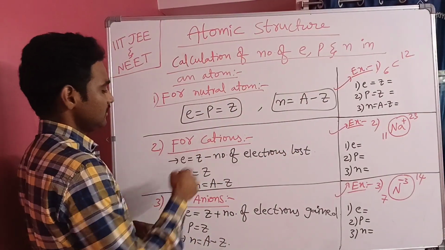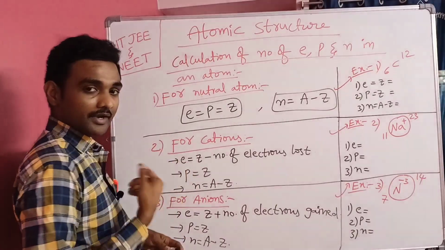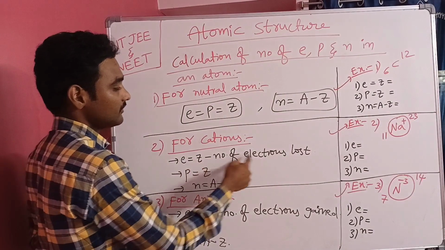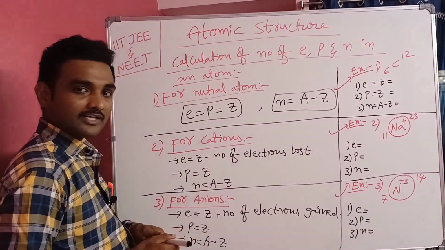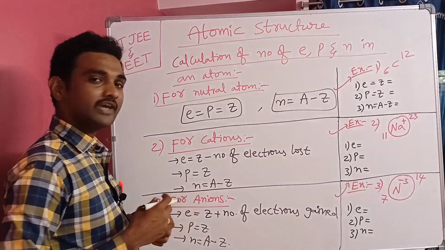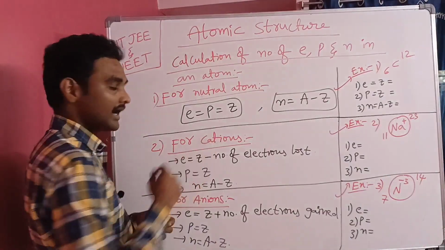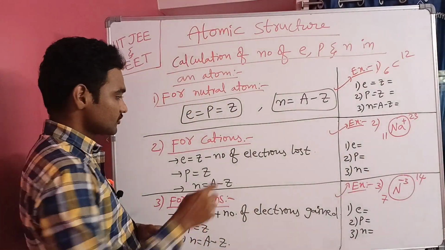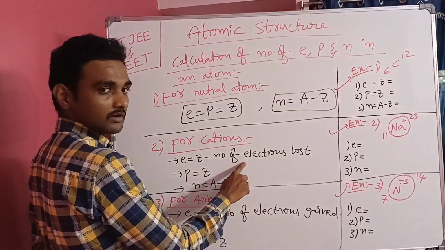Next, for a cation, the number of electrons is equal to atomic number minus number of electrons lost. Why lost? Because it is a cation. Cation means if any atom loses electrons, then it becomes a cation, like Na plus. So it lost one electron. How many electrons lost?